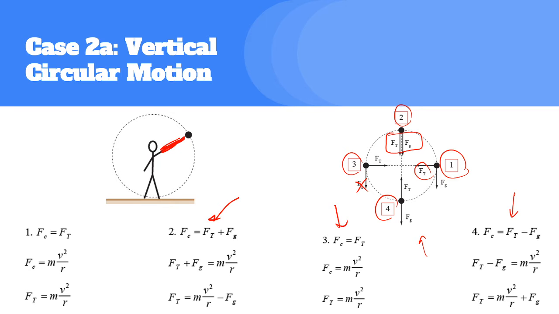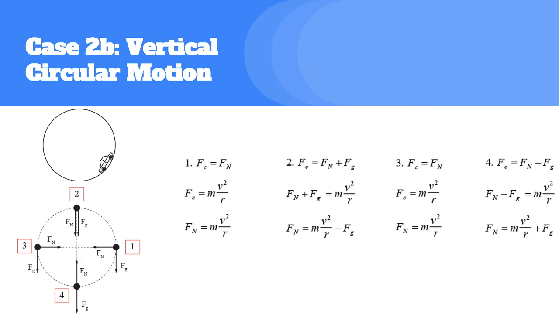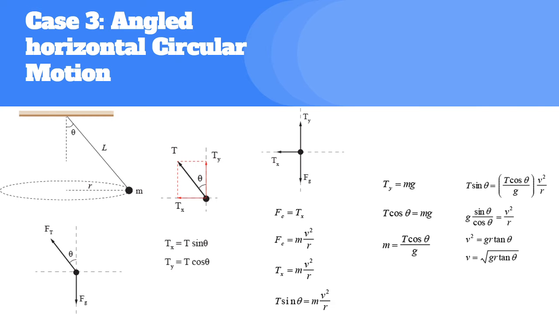So as you can see, if we are talking about a vertical circular system, then we are basically going to have different centripetal force depending on the location of the object. And the second case is very similar, but instead of tension, we are going to have normal force in the system. So normal force is basically replaced with the tension, but the rest is the same.